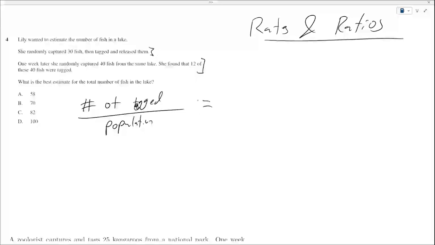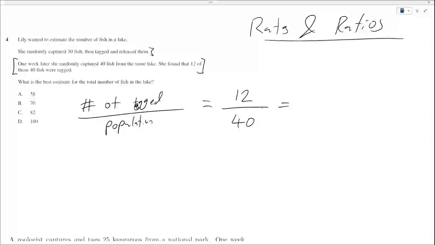So let's look at this second section of information. It says 1 week later, she randomly captured 40 fish from the same lake, and she found that 12 of those 40 fish were tagged. So that's a sample population of 40 fish, and we know that 12 of them were tagged. So this number of tagged fish over the population, whether it's a sample population or the total population, must equal the same ratio.